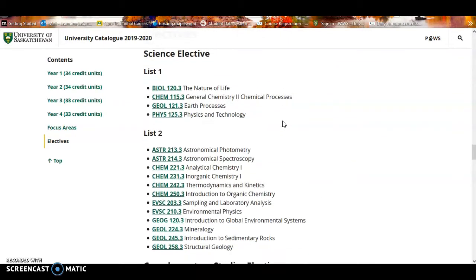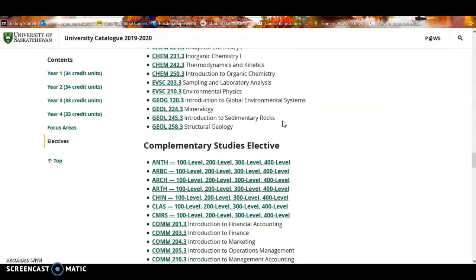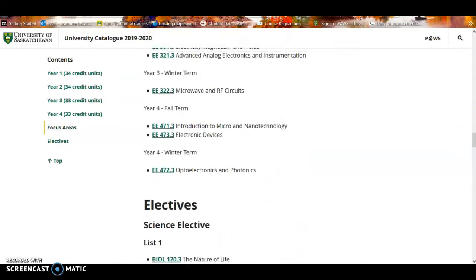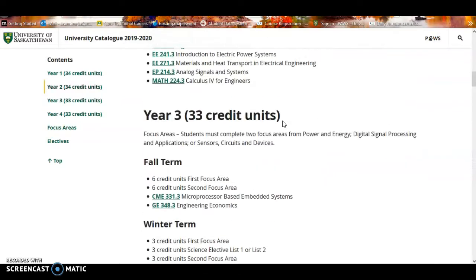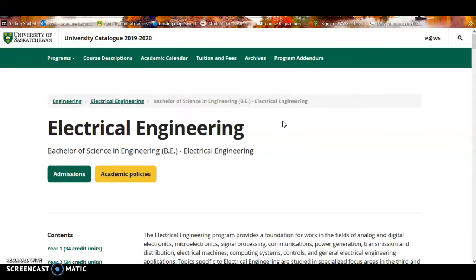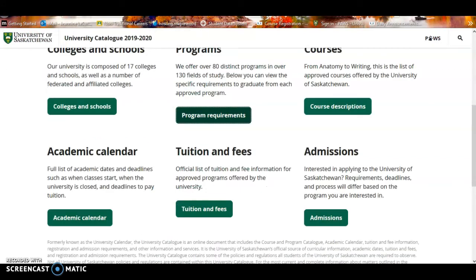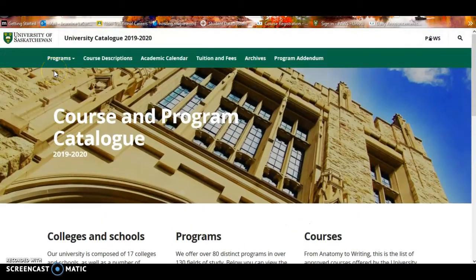What are some good elective choices to pick when you are an engineering student? This goes for all faculties. They have a list basically that outlines here in the course catalog what you need to be taking so that you can complete your program on time.